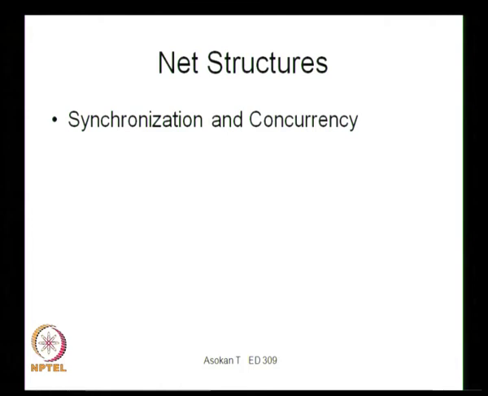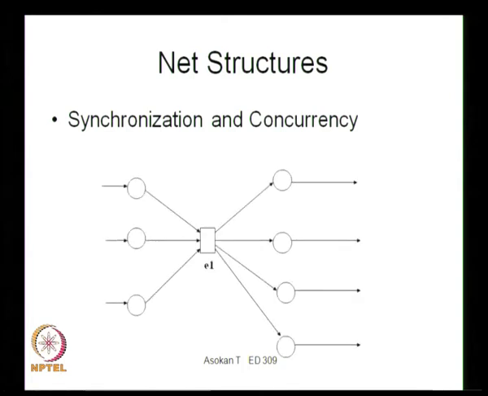Then the next one is the concurrency. Synchronization we saw, and synchronization and concurrency also can be introduced through structures. So this is the synchronization and concurrency structure. This actually shows the synchronization. This E1 will synchronize with the happening of all the 3, and for the concurrency, when E1 is activated, all these will concurrently start, all these will be having the places. So that is the synchronization and concurrency of the system.